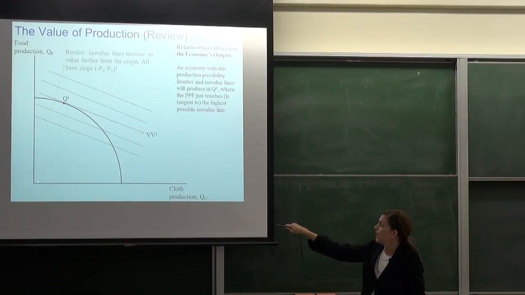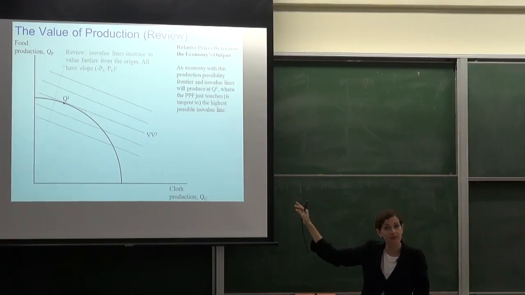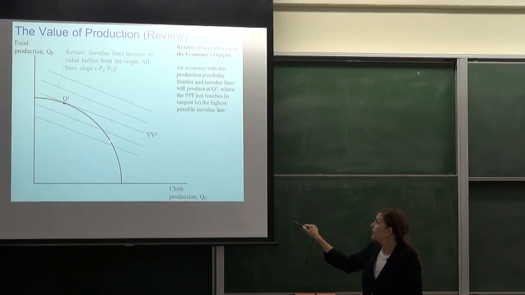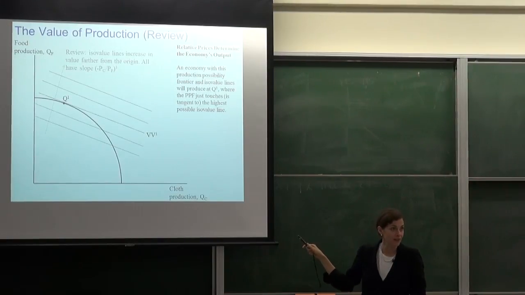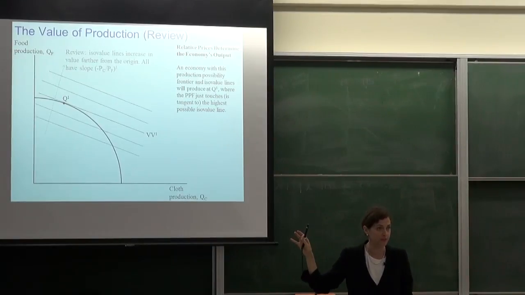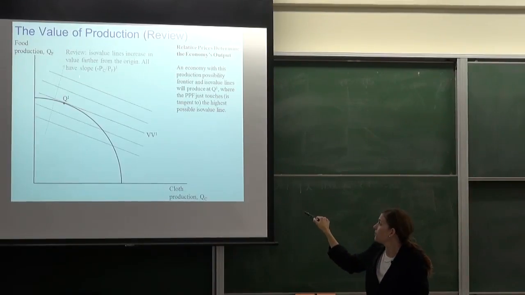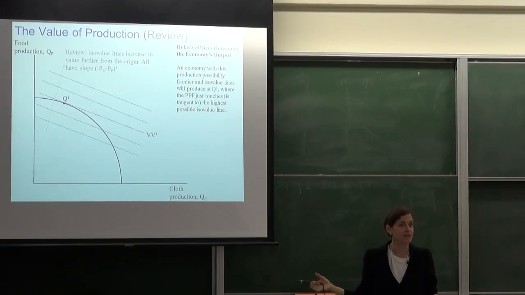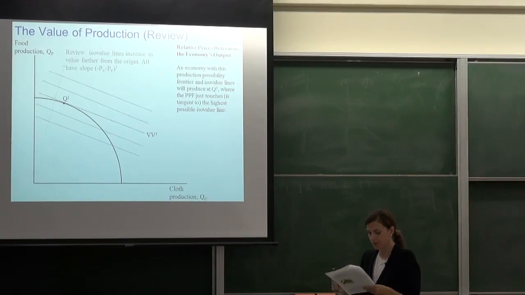Okay, and review again. As you know, as we move away from the origin, the ISO value lines are getting higher in value. They all have the same slope because they all have the slope that's the relative price of silk to cloth. We can produce here. We can produce here. Why do we not? Because we can also produce here, and that has a higher value of our output. Why do we not produce up here? We cannot because it's beyond the production possibility frontier. We just can't do that with our allocation of resources. So this is where we will produce.